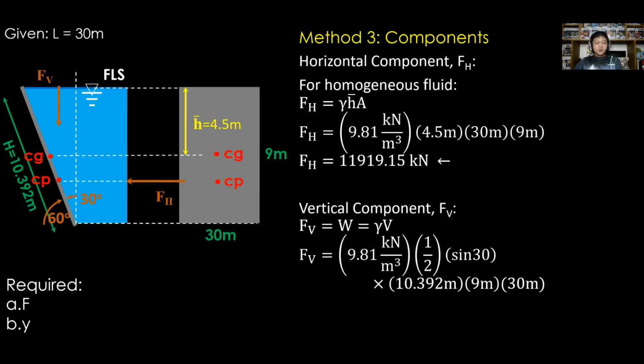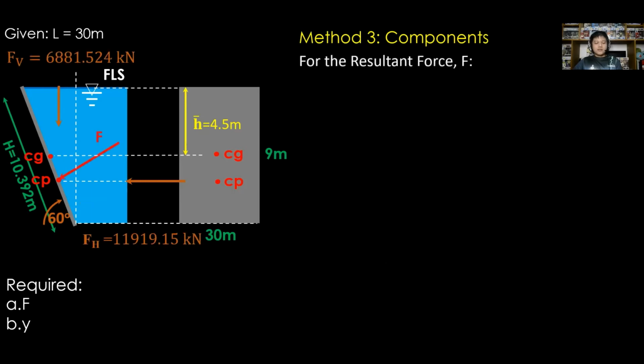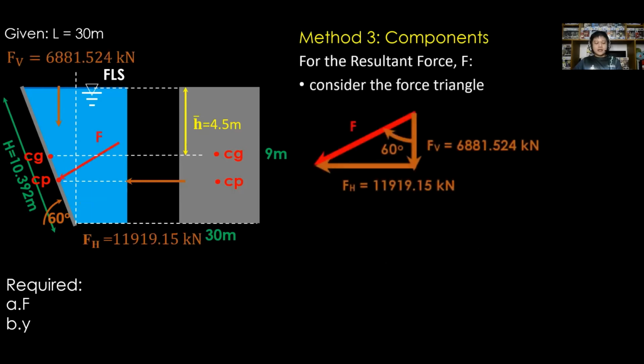So multiply with the length of the dam, that is 30 meters. Thus, F sub V is equal to 6,881.524 kilonewtons. So for the resultant F, consider the force triangle and apply the Pythagorean theorem.